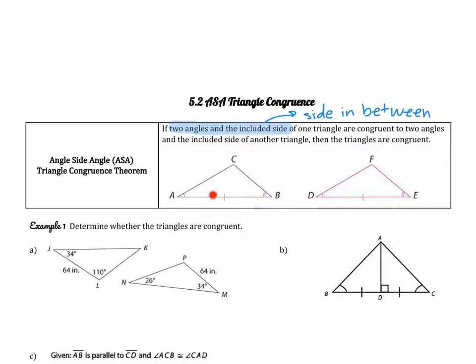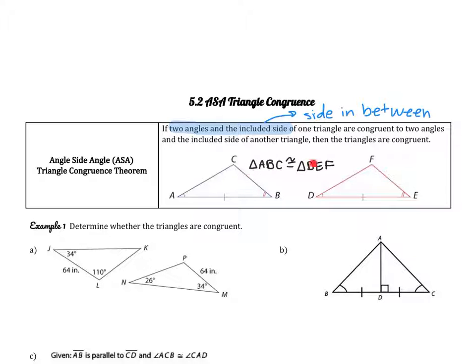So if you look here, AB is congruent to DE, and you can see this side is between our two angles, and then we know that angle B is congruent to angle E. If you know that an angle, side, angle, and an angle, side, angle are congruent to each other, then that's enough to show that the two triangles are congruent to each other. So with the information we're given, we can conclude that triangle ABC is congruent to triangle DEF.